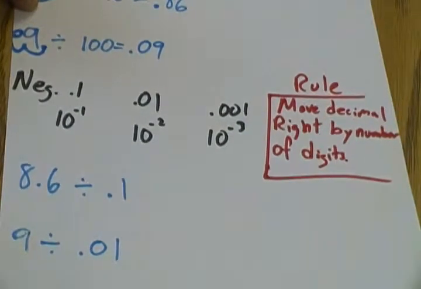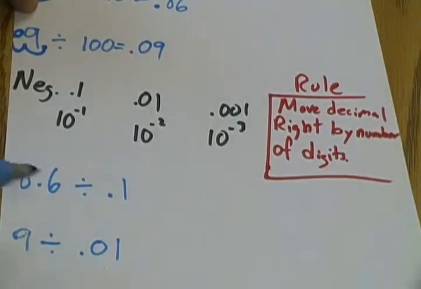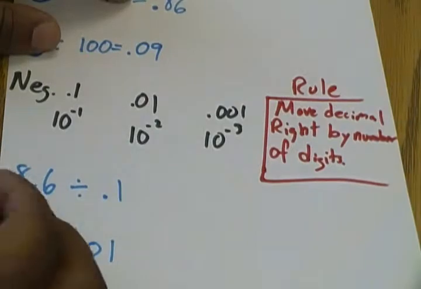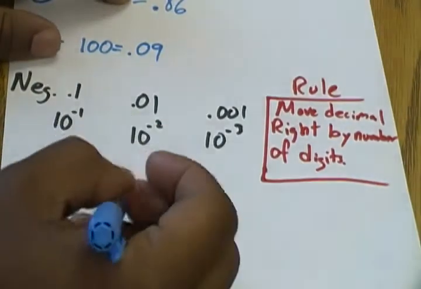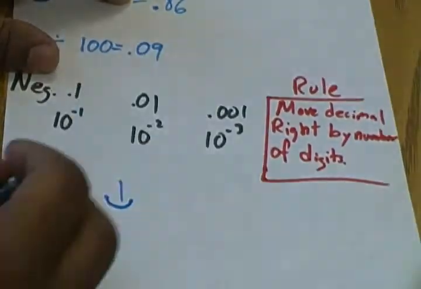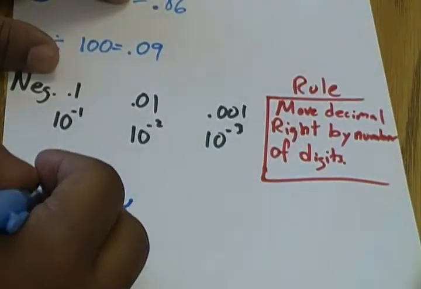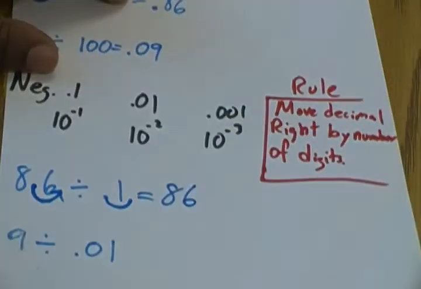Now this rule is the opposite. You're going to move the decimal to the right, but this time by the number of digits. We're trying to see how many hops we need to make this into a whole number. So here, to make 1/10 into a whole number, I need to move my decimal to the right one time. That would give me 86.